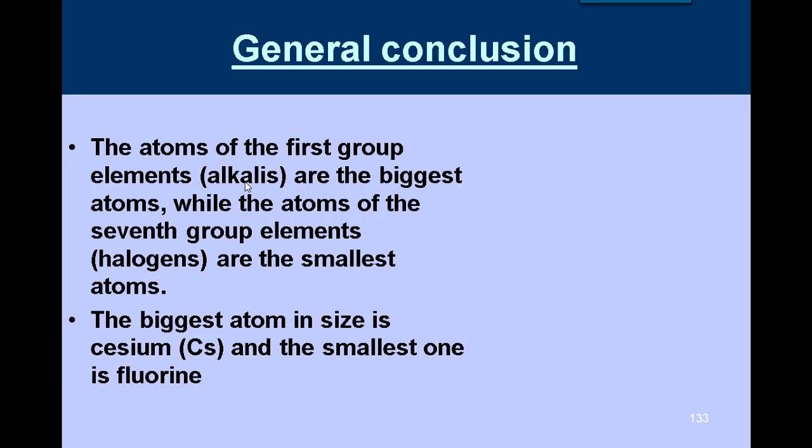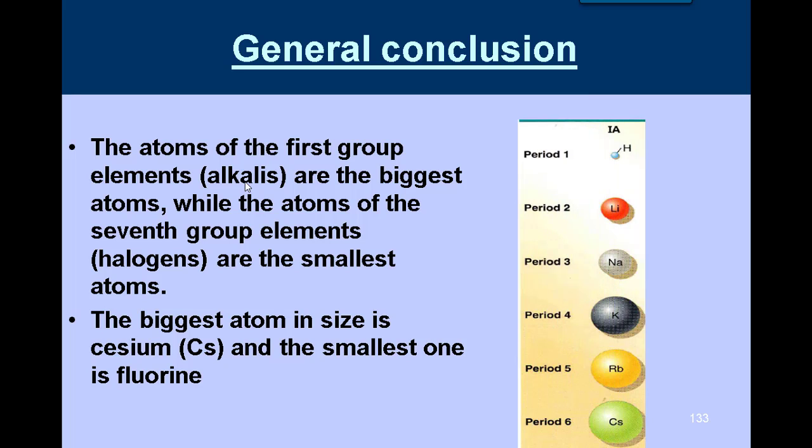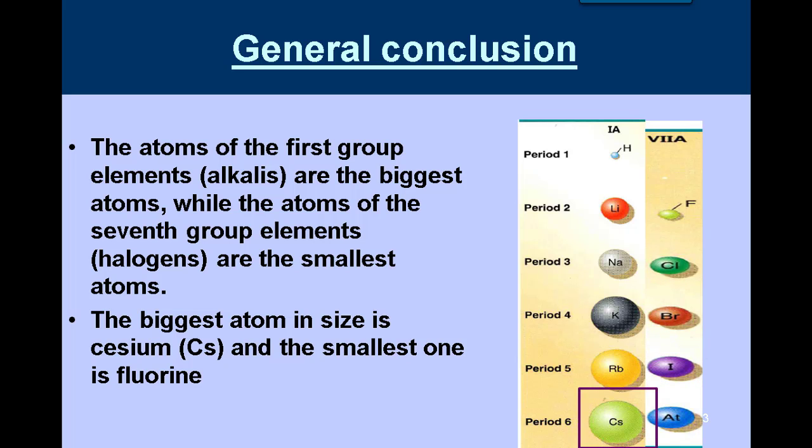The biggest atom in the modern periodic table is cesium, while the smallest one is fluorine. Here we have in group 1A, the largest atomic size, or the largest atomic radius, is cesium, while in group 7A, the smallest atomic size is fluorine.